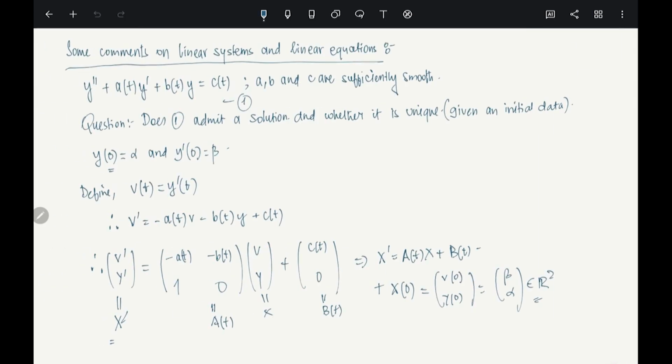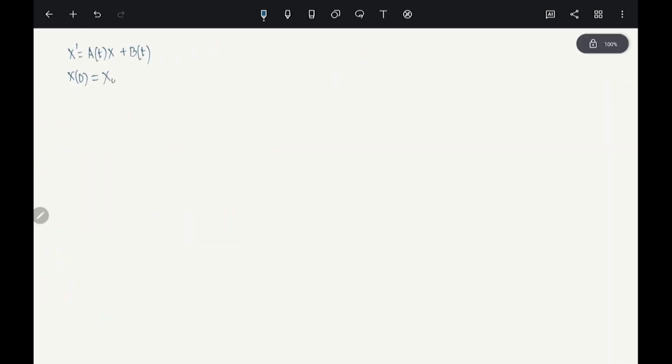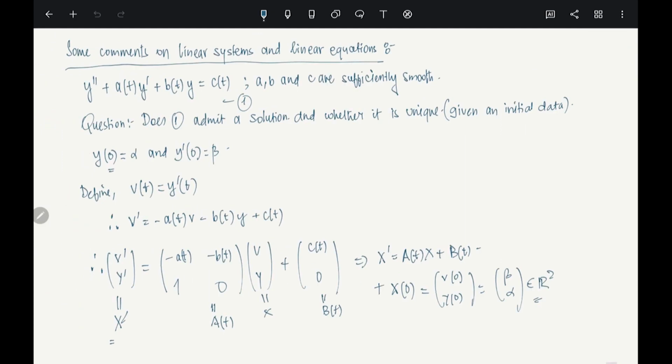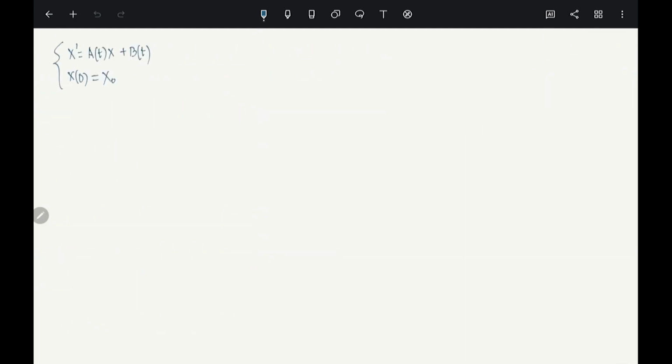So how does this problem look like? This problem looks like this: x prime equals A(t) times x plus b(t), and x at the point 0 is given by some vector, let's just call it x0. So this is what it boils down to. If we want to know whether this has a solution or not, we need to know whether this system has a solution or not. Let's just call this system star.